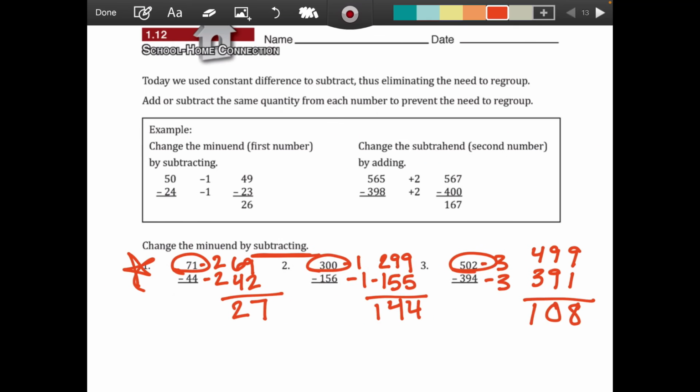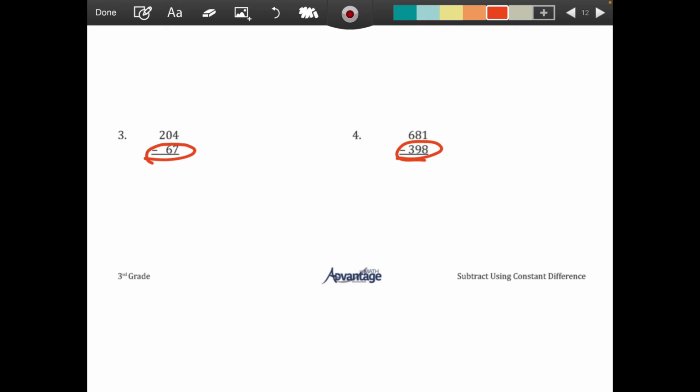Alright guys, let me look at this last one here. This is my adding one. This is my second page. So head back to your independent practice. I'm going to add 3 to this one, which is 207 subtract 70. Oh, you guys, these are kind of tricky. So then we have 7. 7 from 20 is 13. So 137.